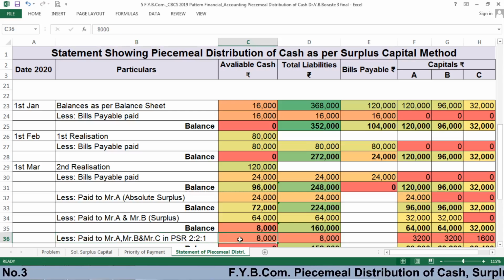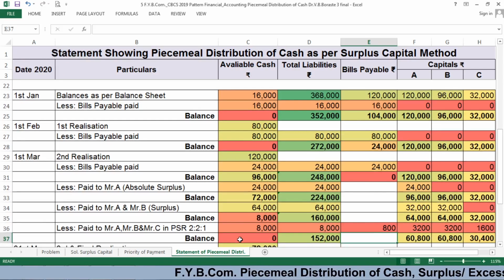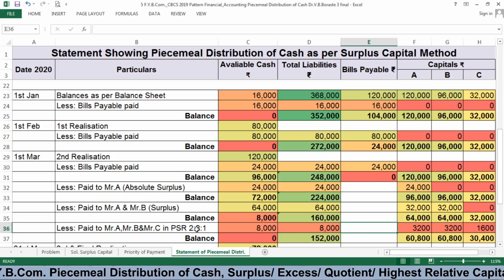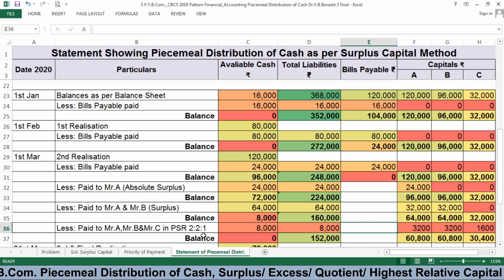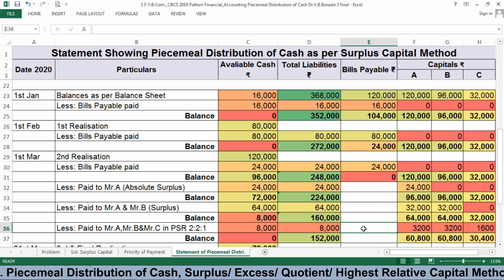So 8,000 cash will be reduced. Total liability will be reduced by 8,000. And how can we pay 8,000? So 8,000 into 2 upon 5. That means Mr. A will get 2, Mr. B 2 and Mr. C 1, so 2 plus 2 plus 1 is 5. So we have to prepare 5 parts of rupees 8,000.